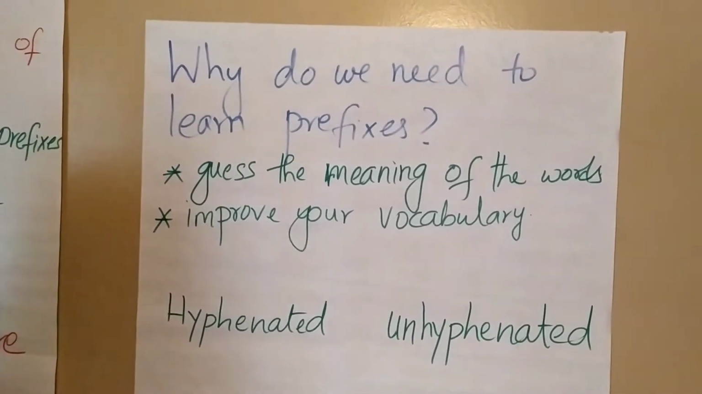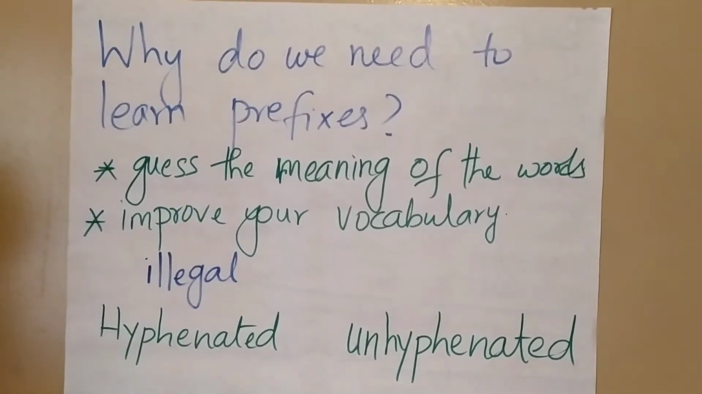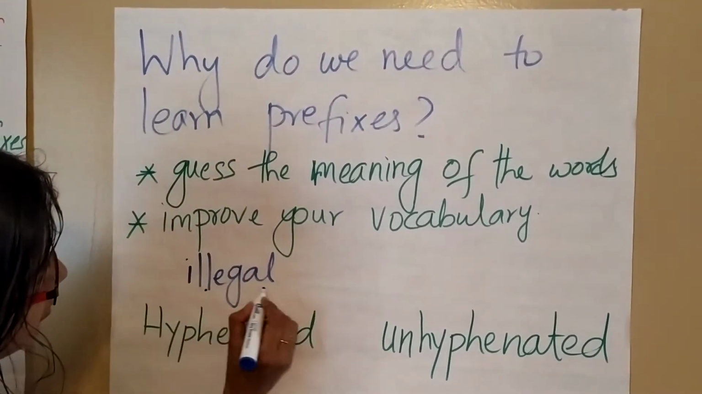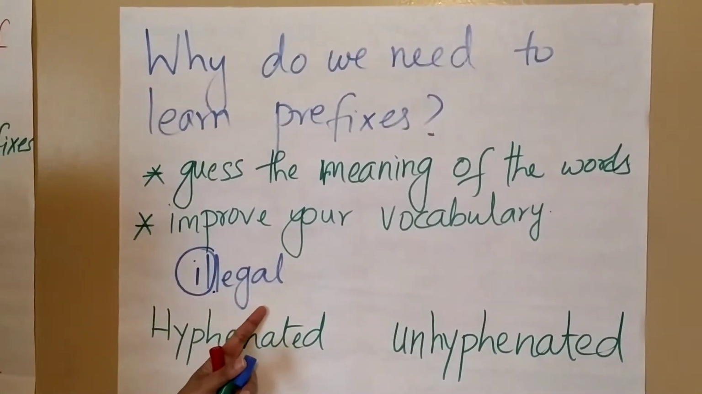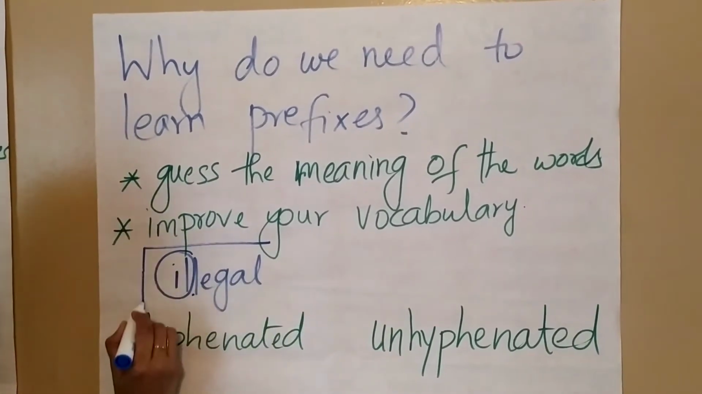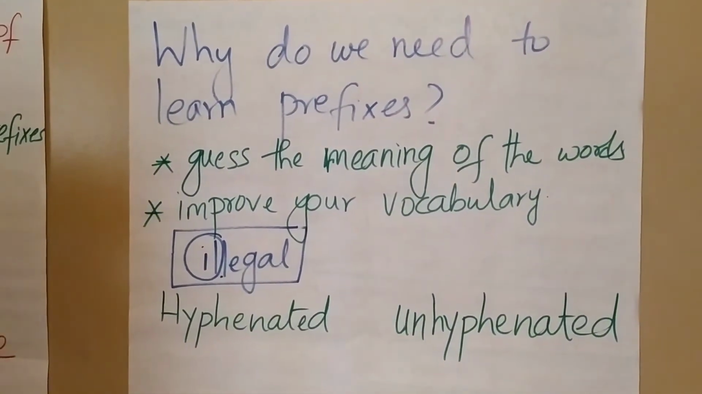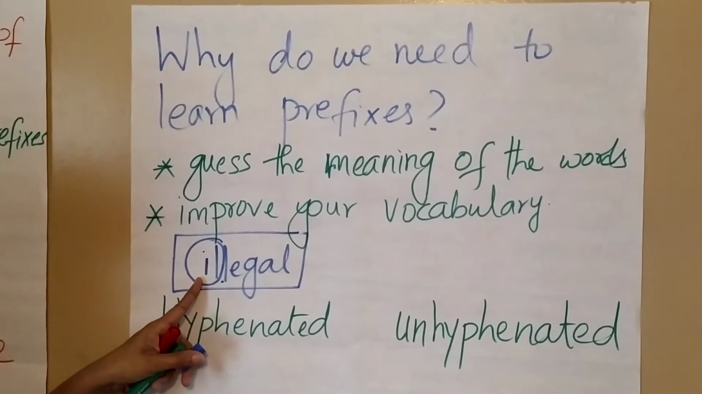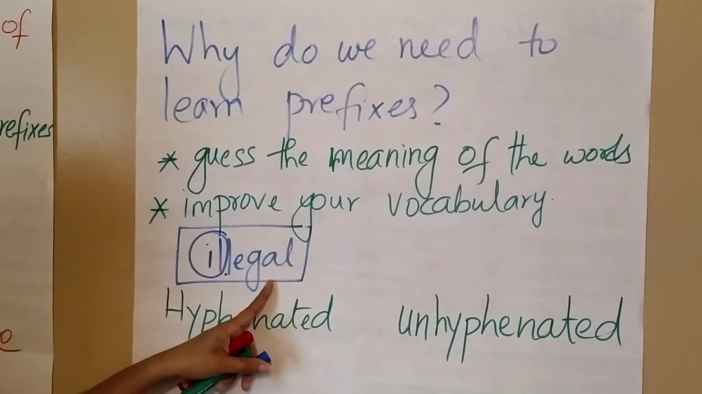Now let me give you an example. If you see the word illegal, you might think, oh my god, what is this word? But if you know the word legal and you know that there is a prefix which is ill, so when you know legal is accepted by the law, and if you know that ill means not, then we can easily guess that illegal means not accepted by the law. Because you know the word legal and you know that ill is a prefix, you will be able to guess the meaning of the word illegal, which means against the law.